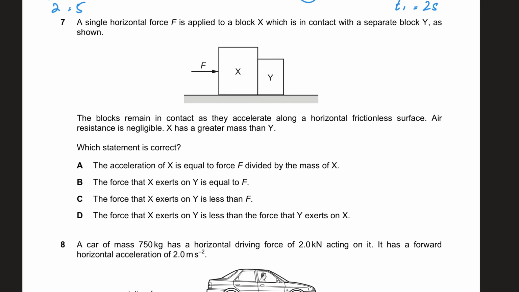Question 7 says a single horizontal force F is applied to a block X which is in contact with a separate block Y as shown. The blocks remain in contact as they accelerate along a horizontal frictionless surface. Air resistance is negligible. X has a greater mass than Y. Which statement is correct? The acceleration of X is equal to force F divided by the mass of X.